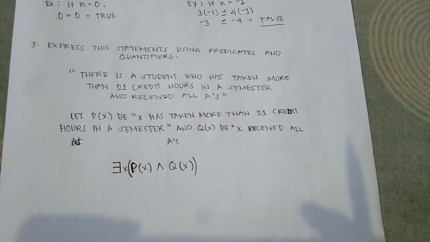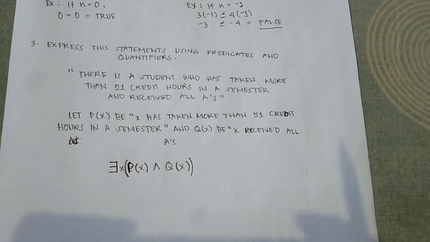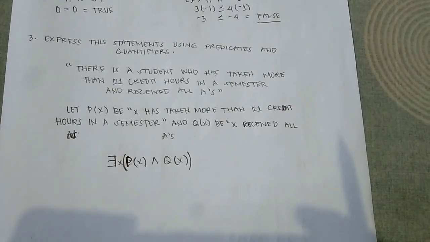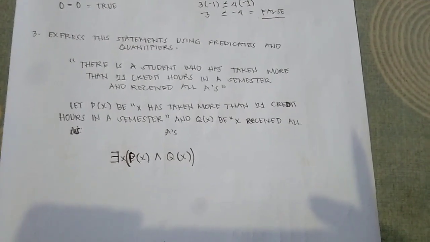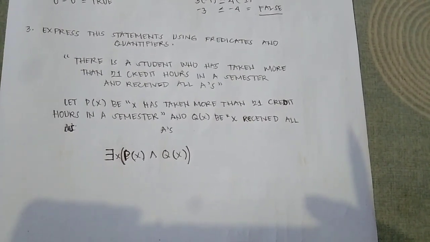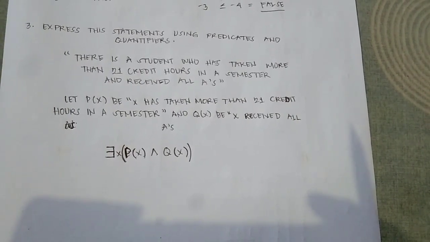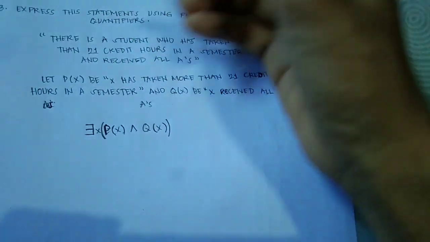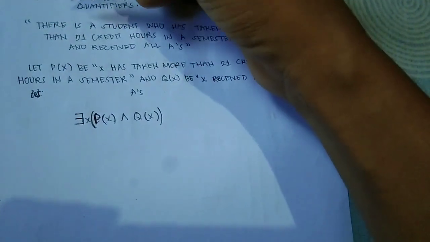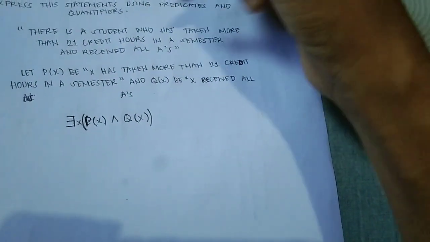Number 3. Express this statement using predicates and quantifiers. The statement is, there is a student who has taken more than 21 credit hours in a semester and received all A's. So let P of x be x has taken more than 21 credit hours in a semester, and Q of x be x received all A's. So we use existential, because in the statement they said there is a student who has taken more than 21 credit hours in a semester.